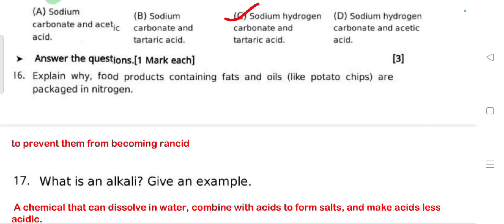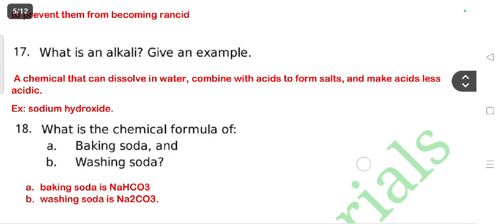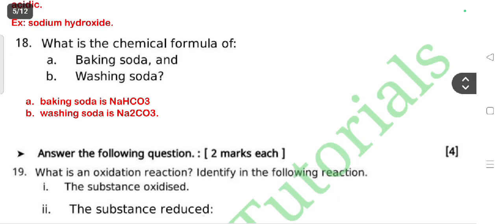Next question. Explain why food products containing fat and oils, like potato chips, are packed in nitrogen. Because it prevents them from becoming rancid. What is an alkali? Give an example. A chemical that can be dissolved in water, combines with acids to form salts and makes acids less acidic. Example, sodium hydroxide. What is the chemical formula for baking soda and washing soda? For baking soda, NaHCO3. For washing soda, Na2CO3.